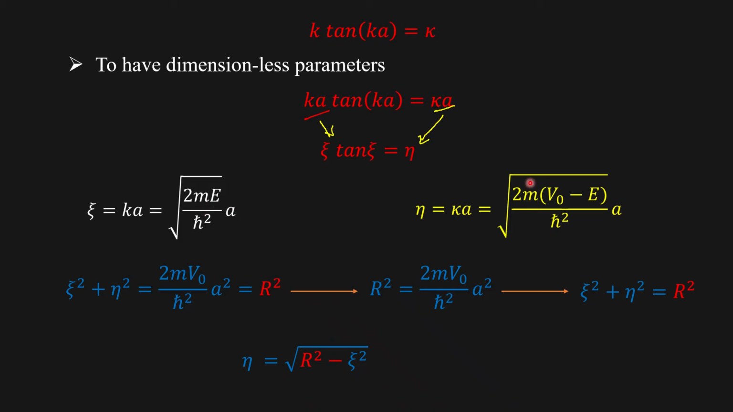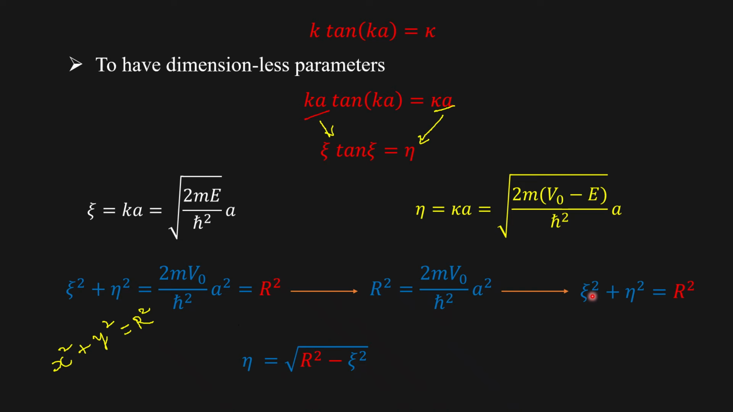Here you have plus e and here minus e, so those will get cancelled. You will get only 2m V naught over h-cross squared multiplied by a squared. This is taken as the radius. By definition, x squared plus y squared forms a radius, which is equal to r squared. So r squared is equal to 2m V naught over h-cross squared times a squared. So when r increases, either this potential increases or the box length increases.